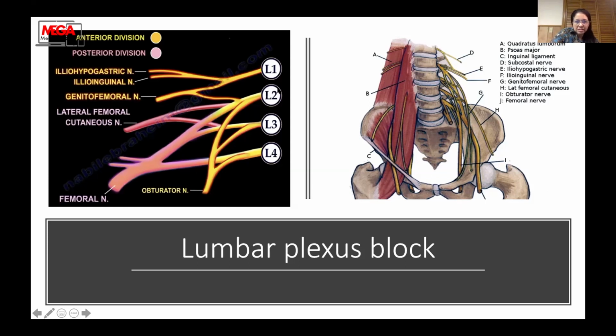Same nerves: the anterior division gives you the obturator nerve, and the posterior division gives you the femoral nerve. So they have the same origin. L2 and L3 give you the lateral femoral cutaneous nerve. As you can see here, the obturator goes medially, the femoral goes laterally, and the lateral femoral cutaneous goes laterally. An important landmark here is the anterior superior iliac spine.